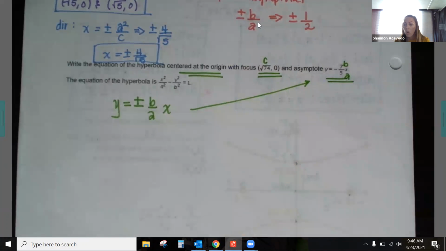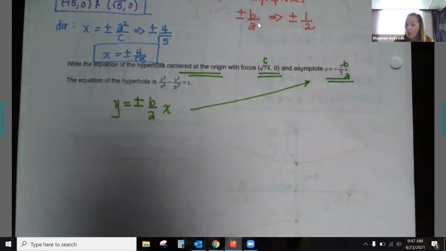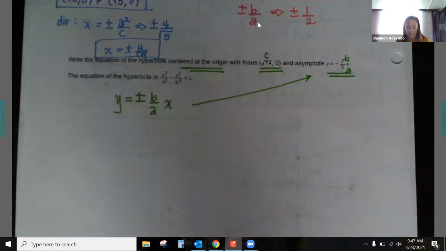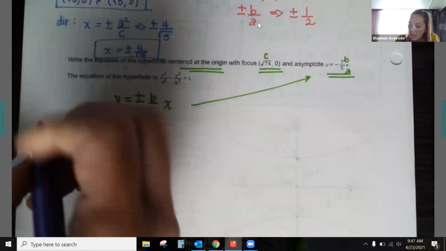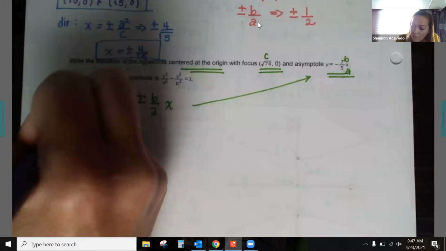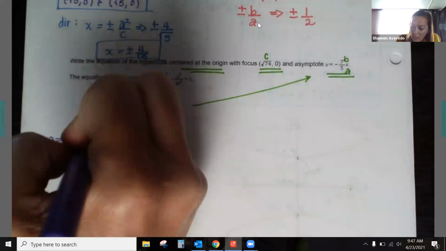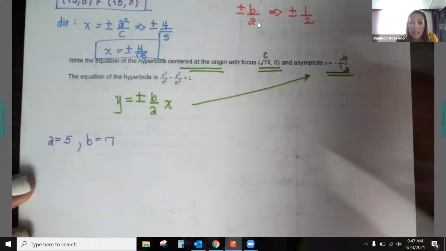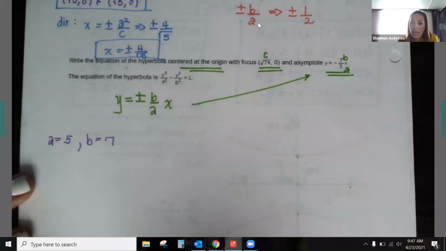Okay, so it asked me, what is the equation for the hyperbola to make this work? So they want to know what is a and b. So I'm like, well, it's just right here. So it's just going to be my a is equal to 5 and my b is equal to 7. And you guys are like, yeah, it's just right there. So why do I need this c? Here's where you have to be careful. Here's where I need my c.